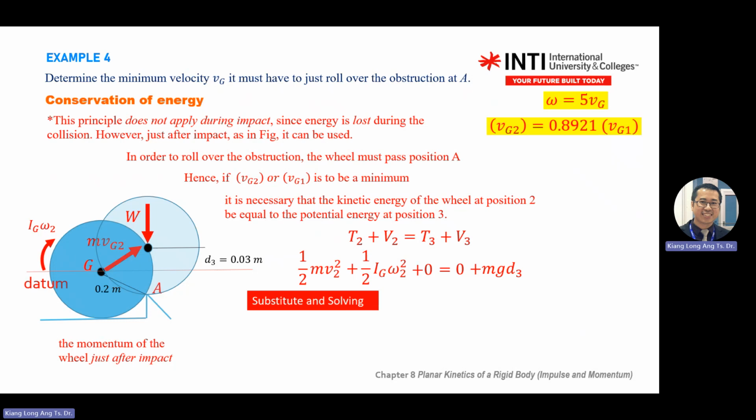And then after it reaches point A, no kinetic, it's stopped there, right? It's stopped there, no kinetic, so 0. Then you have the mgh. This is the height it climbs up. It rolls over, it climbs up here. You substitute, you will get the same result.